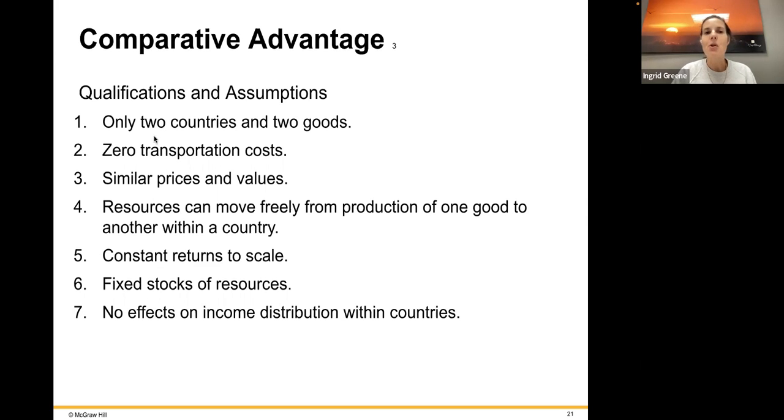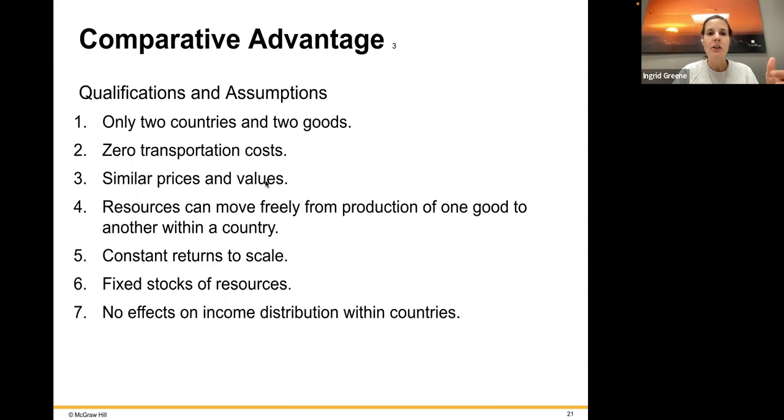So in this example, we're only using 2 countries and 2 goods, right? So a very simple model. As things become more complicated, there are all these different variables that will potentially hurt the total amount of products that can be produced. We also account for zero transportation costs, right? So if the margins are slim, if there's just a small increase in consumption, maybe it doesn't make sense because it will cost more to ship the products.